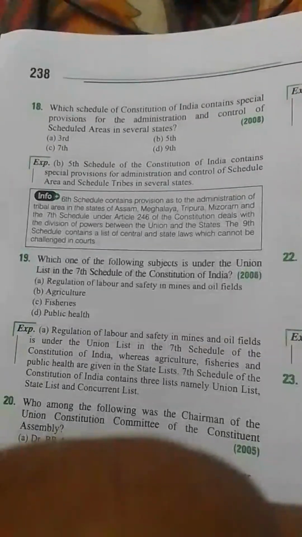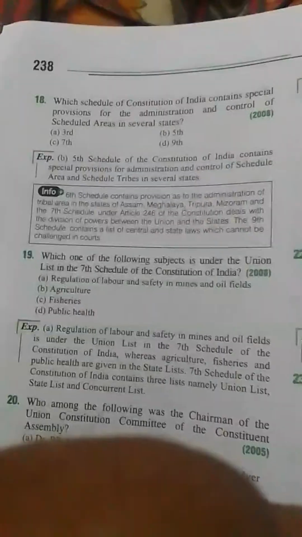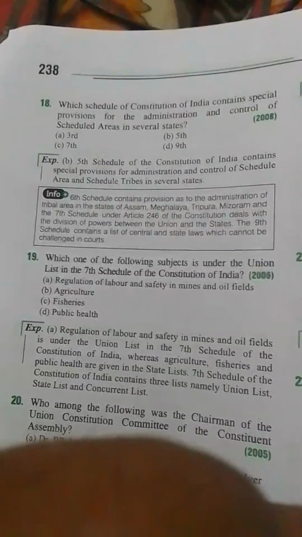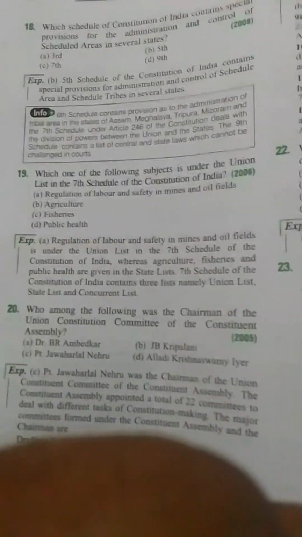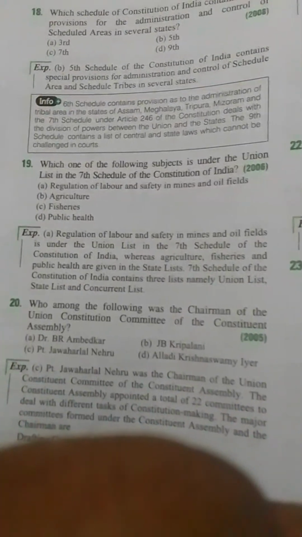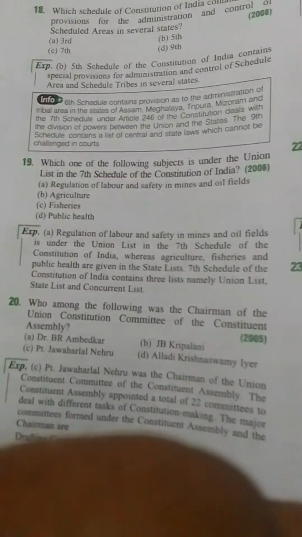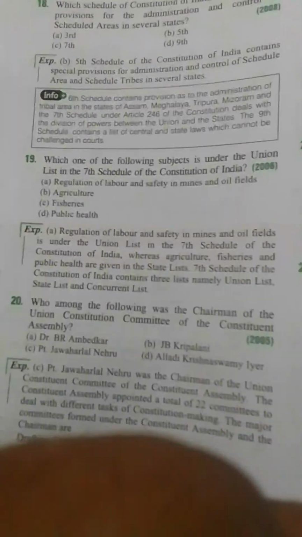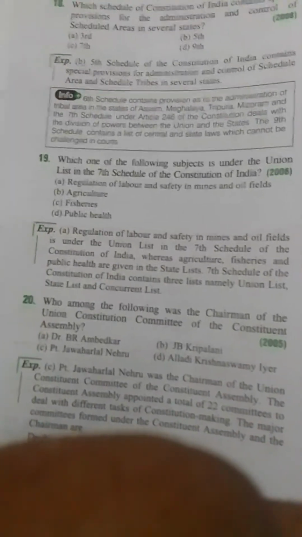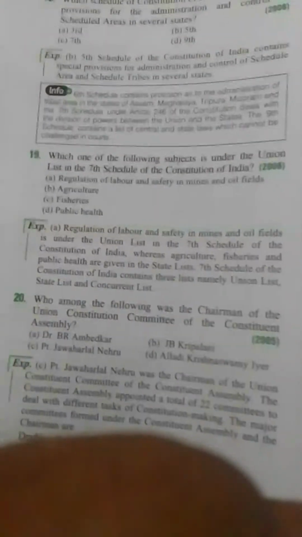Article 246 in the Constitution deals with the division of power between the Union and the states. Seats for Rajya Sabha. Which of the following comes under the Union List? Seventh Schedule, Union List. Agriculture, regulation of labor and safety in mines and oil fields is under the Union List. In the Seventh Schedule of the Constitution of India, agriculture, fishery and public health are given in the State List.